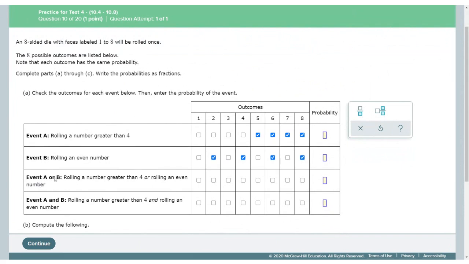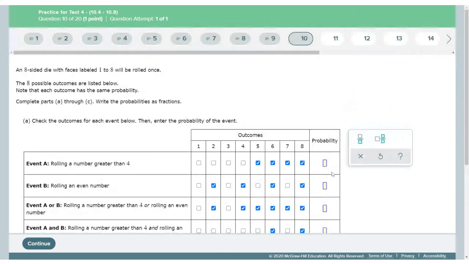An A or B. In other words, A or B means as long as there's a mark in one or the other or both, and then "and" means that it's in both A and B. So it's only those two. So let's go back and look at this.